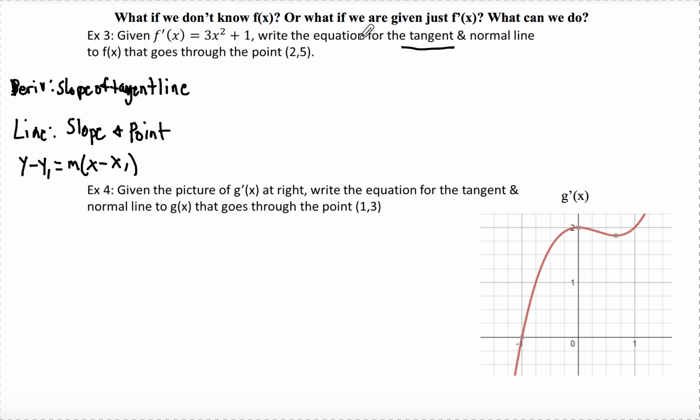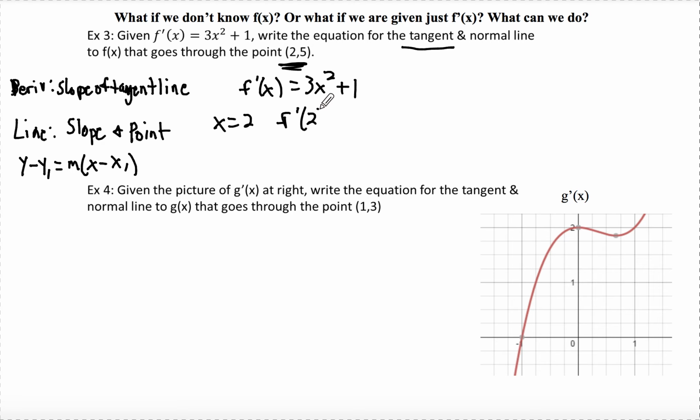So how do we do that? We want to write the equation of the tangent and normal line of f of x, the function we don't have, that goes through this point. We do have the derivative, and the derivative is the slope of the tangent line. So I do know my derivative, and again, when I think derivative, I think slope of the tangent line. So if I give it an x value, say x equals 2, it will tell me the slope of the tangent line at x equals 2.